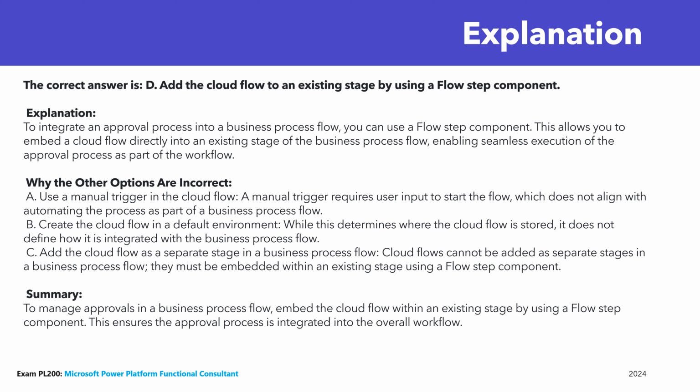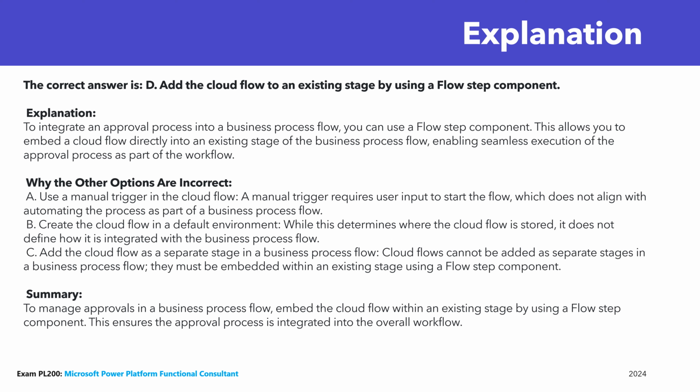Correct answer is D. Add the cloud flow to an existing stage by using a flow step component. Explanation. To integrate an approval process into a business process flow, you can use a flow step component. This allows you to embed a cloud flow directly into an existing stage of the business process flow, enabling seamless execution of the approval process as part of the workflow.